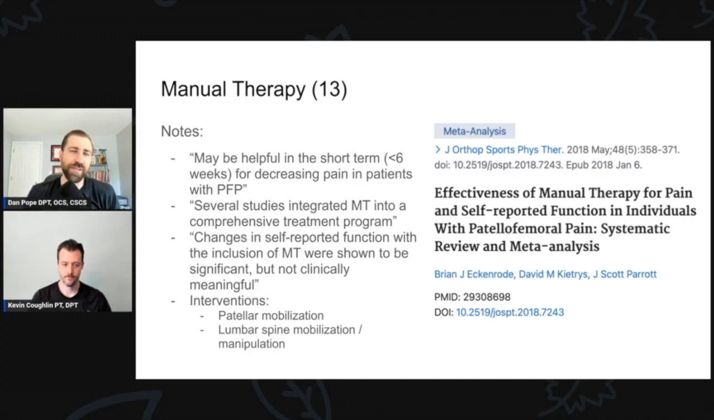And I remember I had a colleague almost a decade ago that was telling me about this. And I thought that was really interesting. I tend not to manipulate the spine when my patients have knee pain. But an intervention to try. I generally don't do as much manual therapy.